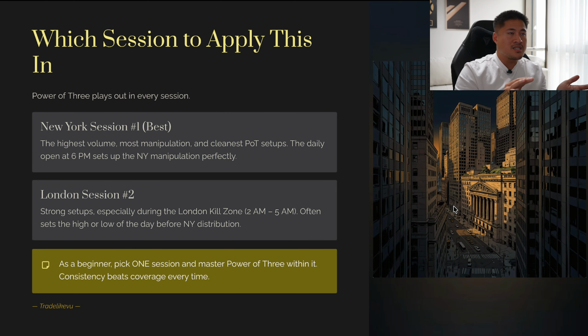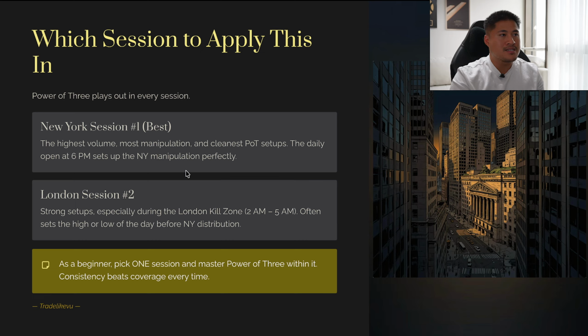So, which session do you actually apply this to, okay? The power of 3 plays out in every single session. The best session for applying power of 3 is the New York session, okay? Because it has the highest volume, the most manipulation, the cleanest power of 3 setups, because the daily opens at 6 p.m. Eastern Standard Time, and this sets up the New York manipulation perfectly, all right? That is why I would recommend the New York session for you the most.